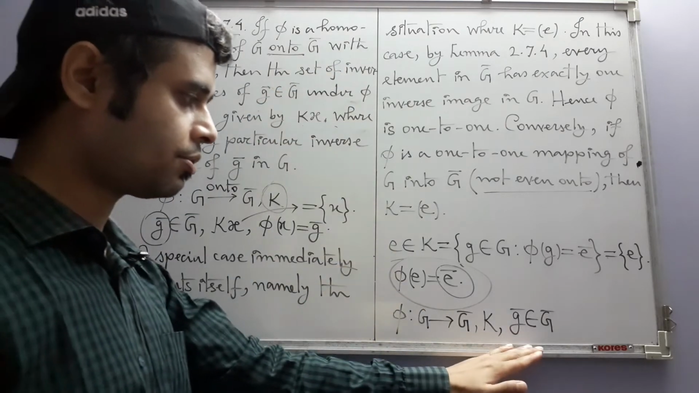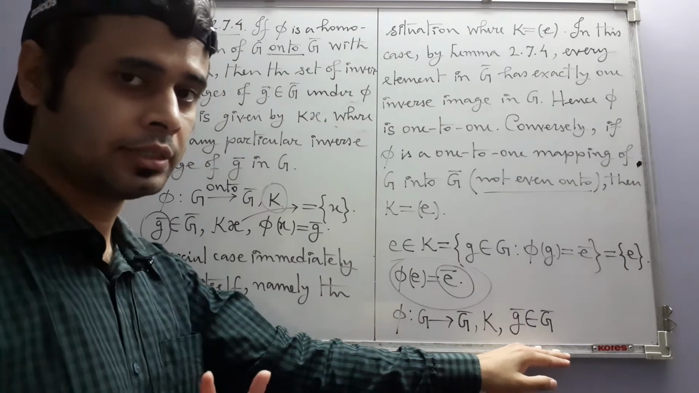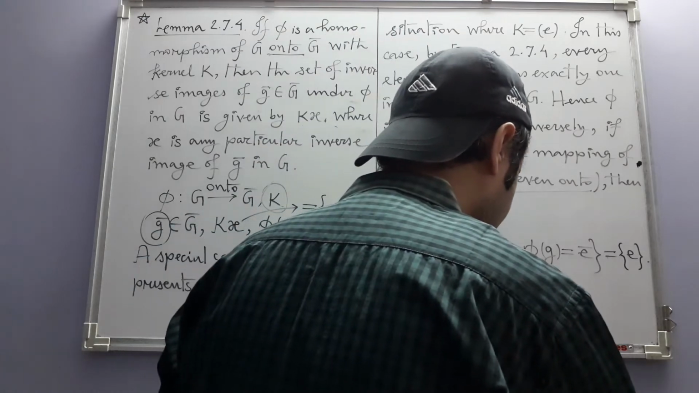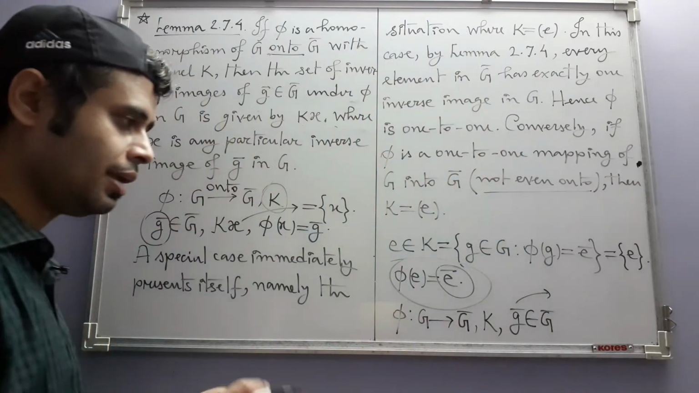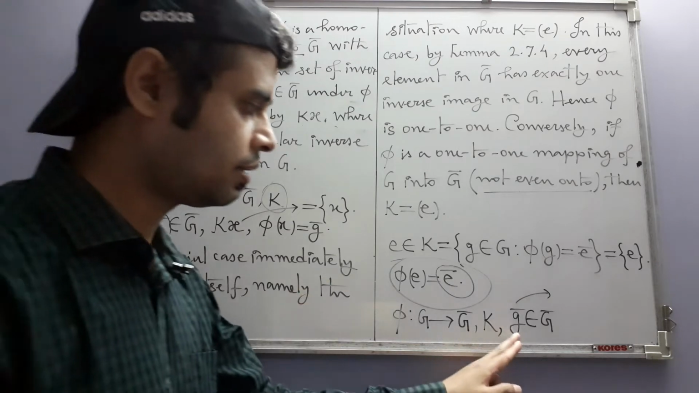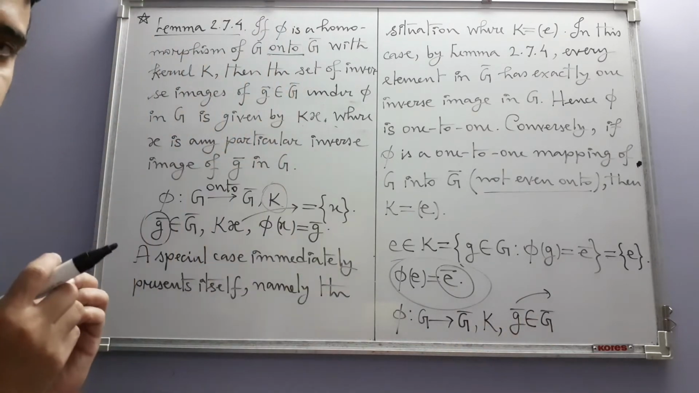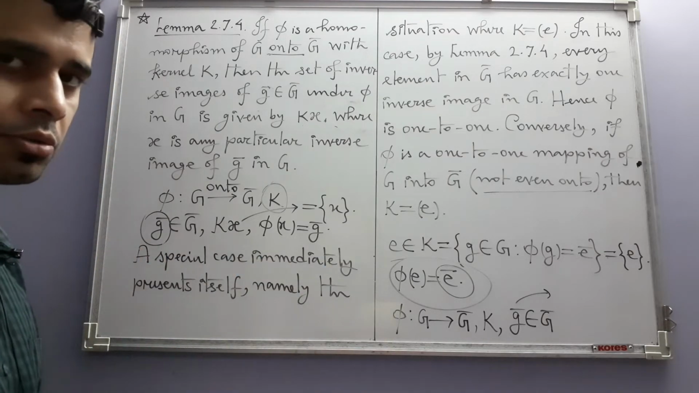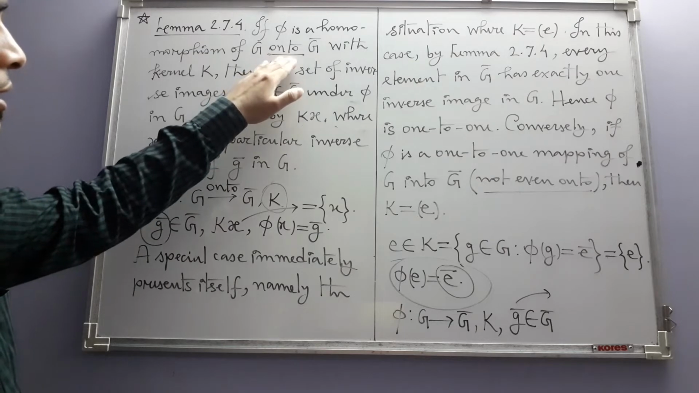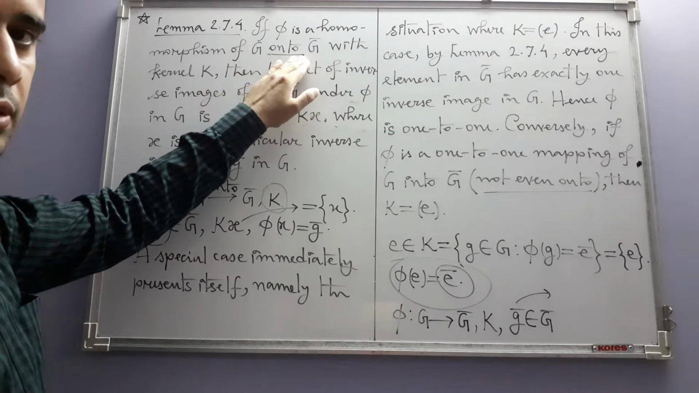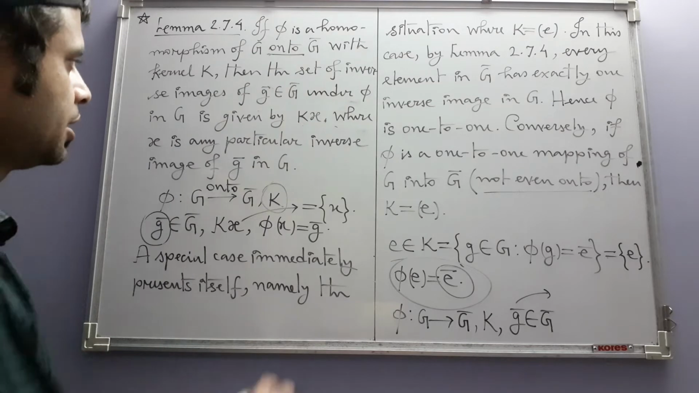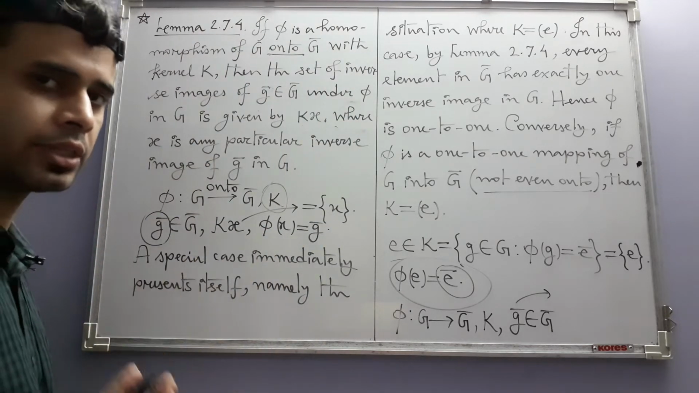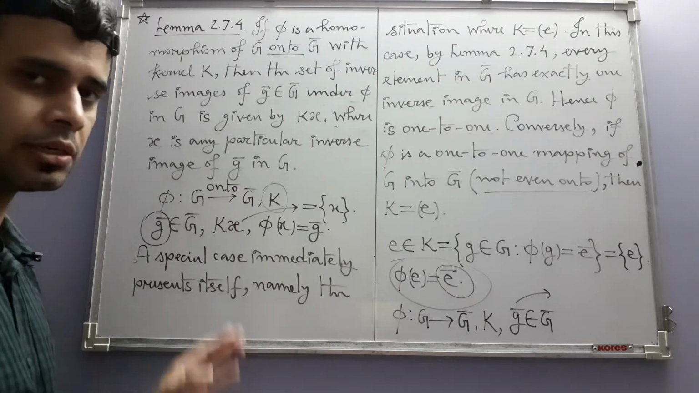If we don't have onto-ness, then you have to additionally mention that G bar is not any element in G bar, but rather an element in G bar which has at least one inverse image. To avoid writing all those things, which looks somewhat awkward, the author has decided to throw onto-ness in as a hypothesis inside this lemma and state it neatly. We need onto-ness only for that purpose. It's not fundamental to the lemma.